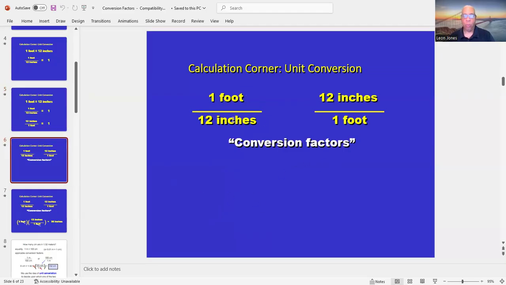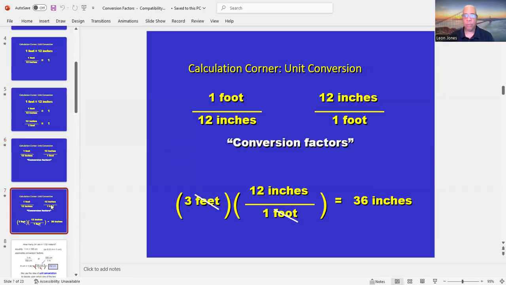Conversion factors. 1 foot is 12 inches. 12 inches equals 1 foot. Now, if I multiply these together, what's going to happen? And what am I going to get? I'm just going to get 1. Now, why am I going to get 1? Well, because the feet are going to cancel and the inches are going to cancel. So when I get 1 what? It's just 1. It's unitless because the units cancel.